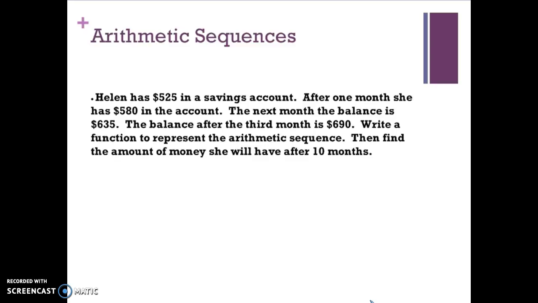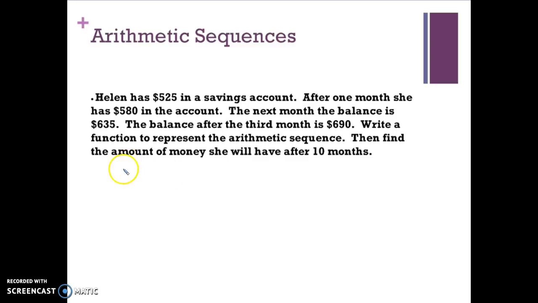So now you get a word problem. Helen has $525 in a savings account. After 1 month, she has $580 in the account. The next month, she has $635, and after the third month is $690. I want to write a function to represent the arithmetic sequence. Then find the amount of money she will have after 10 months.